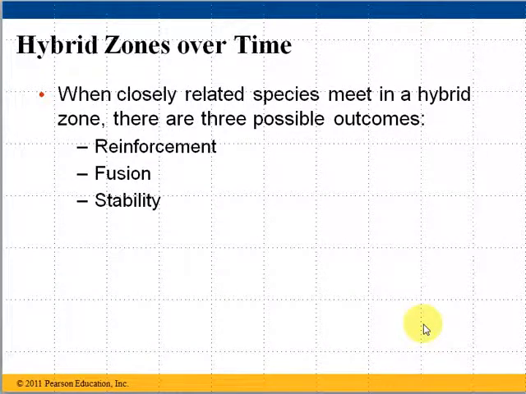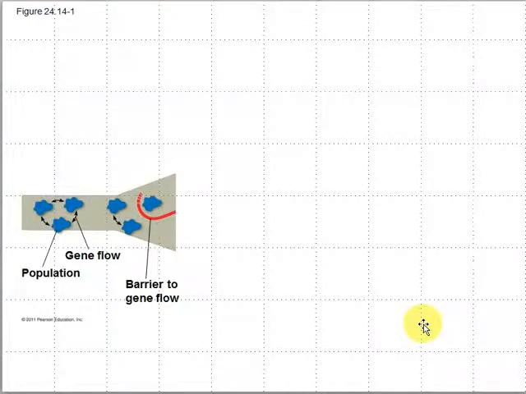When we're looking at hybrid zones, these areas where the two populations meet and interbreed, usually you have a couple of different outcomes. If you watch these hybrid zones over time, you're going to see something called reinforcement, fusion, or stability. Your book gives a good example using an illustration here. So we start out with a single population. The little blue dots here represent a single population.